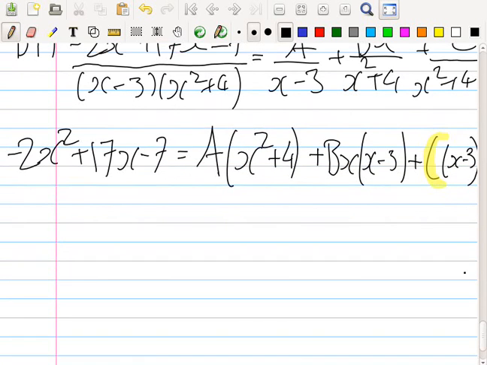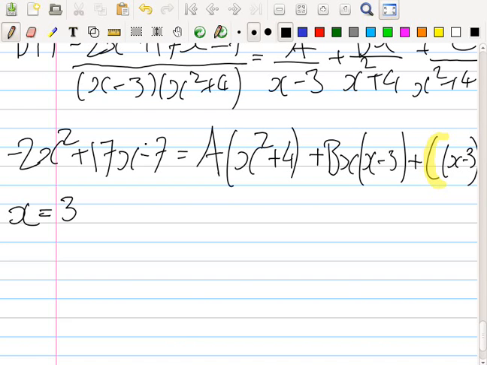Now, what would be the quickest thing I could do to get one of my a, b's or c's? I could make x is 3, but it may be even quicker, x is 0. No, it has to be 3. Alright, so 3 squared is 9. 9 times 2 is minus 18.